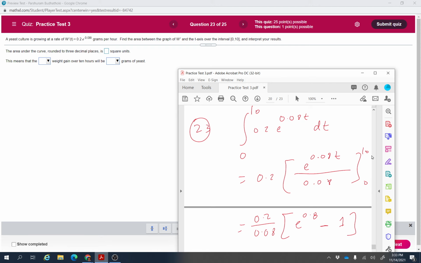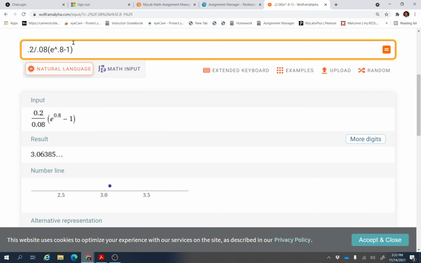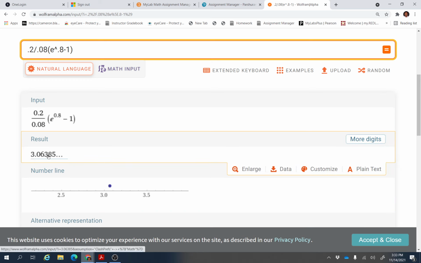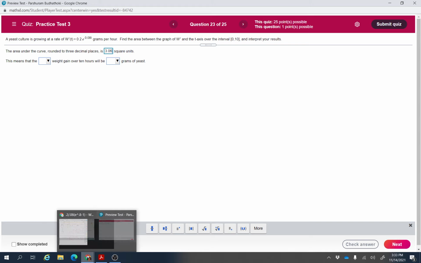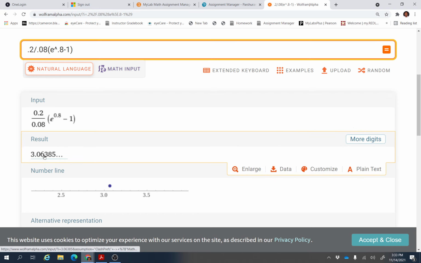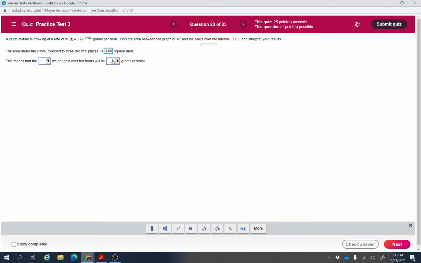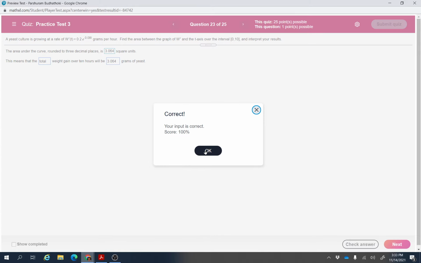If you use your calculator, here I use the old form of calculator, and that gave me 3.06385, and if you have to round it to the 4 decimal place, it would be 3.0639. And then this means that the total weight gain over the 10 hours will be 3.064, because the integration from 0 to 10 means it's a total weight, and that's right.